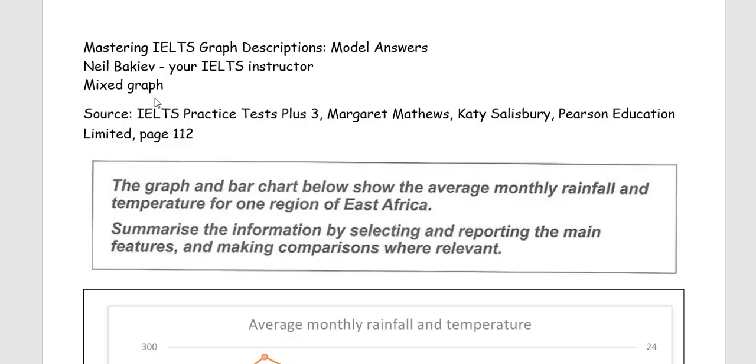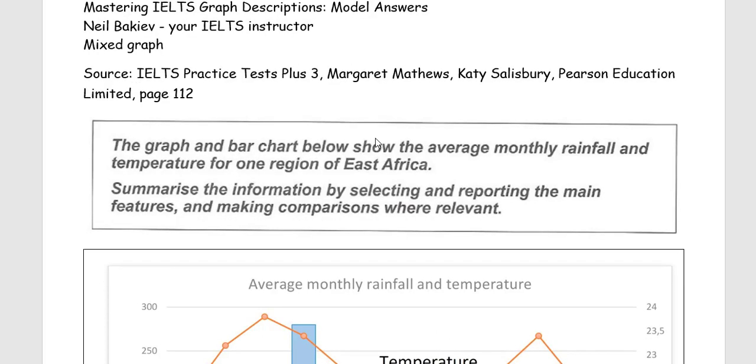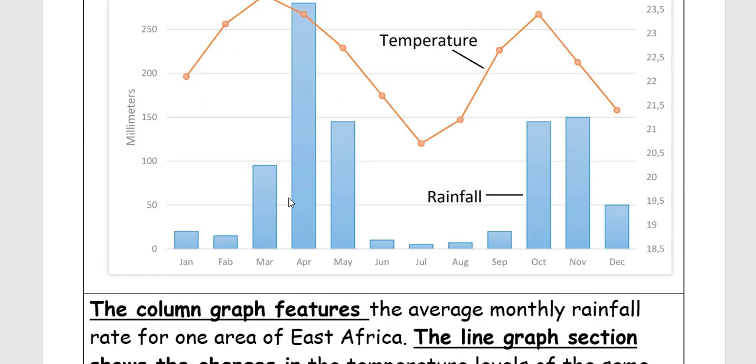Hello everybody. Today we'll be analyzing a mixed graph taken from IELTS practice tests +3 by Margaret Matthews, Katie Salisbury, Pearson Education Limited, page 112. So now let's look at the essay task prompt. The graph and bar chart below show the average monthly rainfall and temperature for one region of East Africa. Summarize the information by selecting and reporting the main features and make comparisons where relevant.